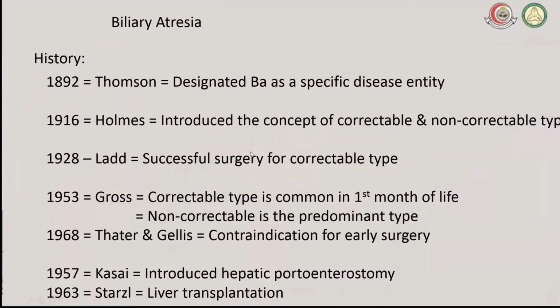Okay. We go to the second part of the lecture, which is biliary atresia. As we said in the beginning, the incidence is more in the Asian countries rather than the Western, and like the biliary system in general, it went through the stages of defining the entity of the disease, and also whether it is a correctable or non-correctable type. It was mentioned before, which is not anymore.